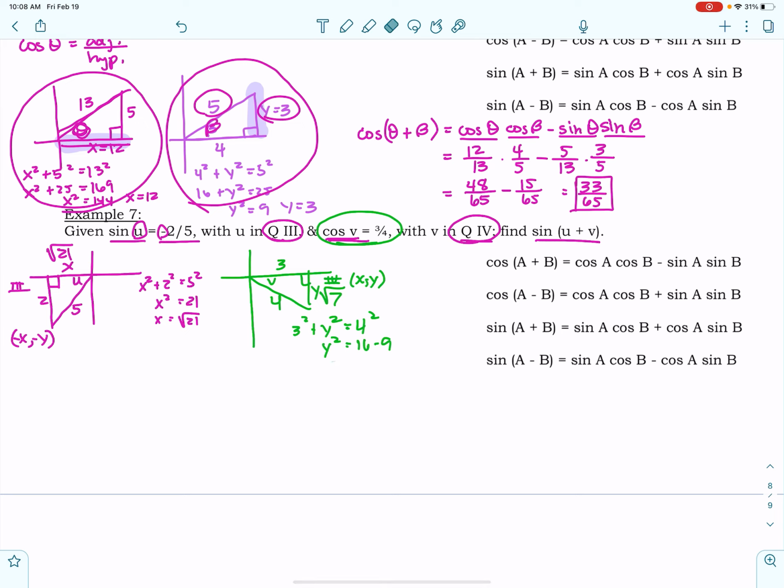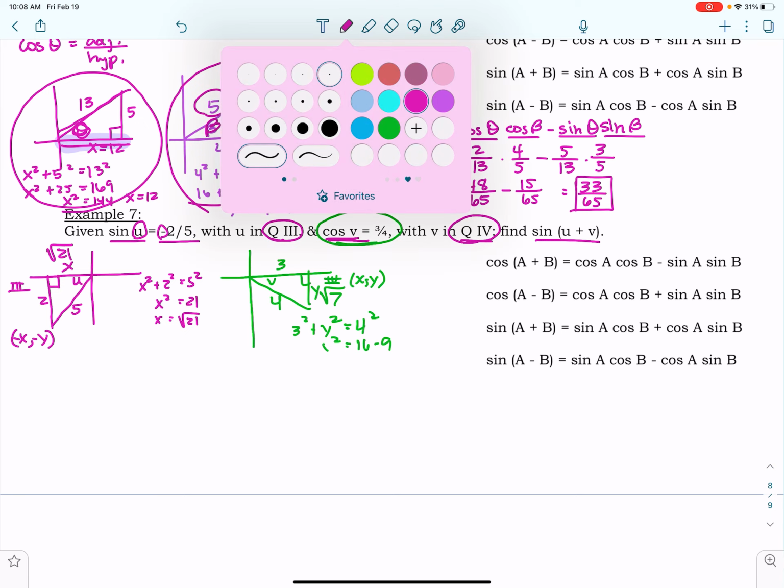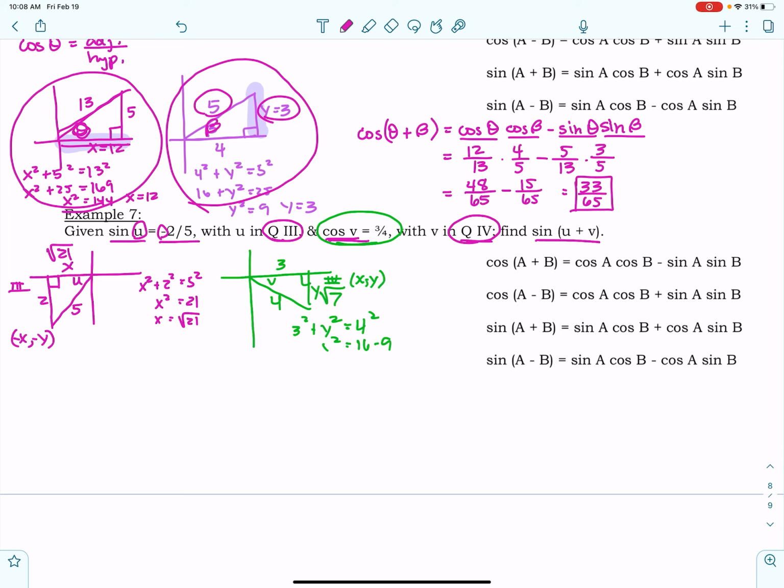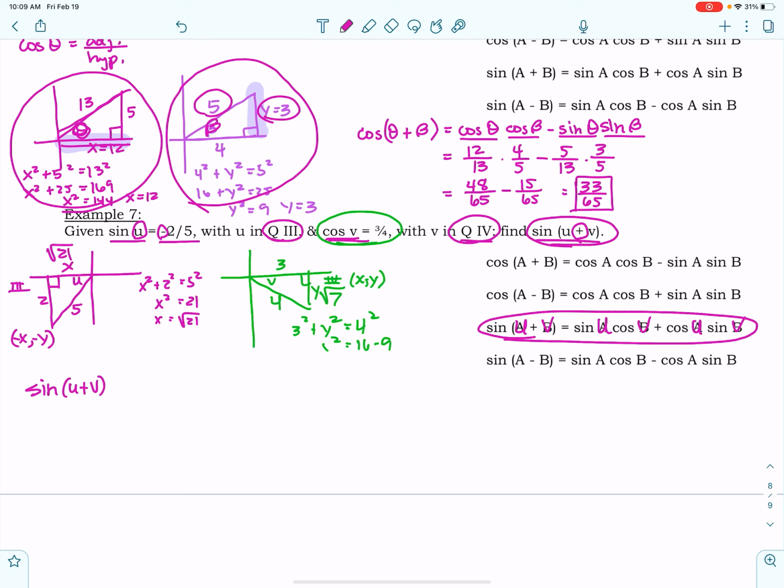Okay, so I'm going to erase this so I have room. All right, now I'm ready to go. I've got all 3 sides of each of my triangles, and that's what I need because I need to find sine of u plus v. So it's plus, so I'm using this one right here. I'm going to replace a with u and b with v. So we've got u, v, u, v. So I'm going to have sine of u plus v is going to equal sine of u times cosine of v plus cosine of u sine of v.